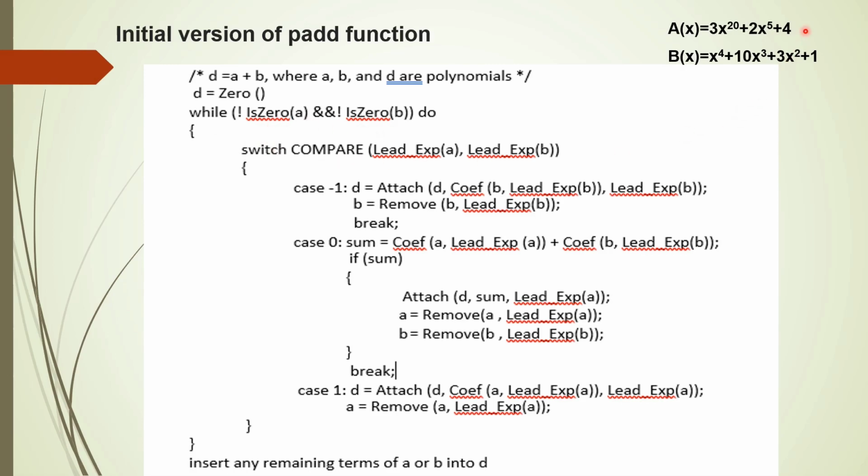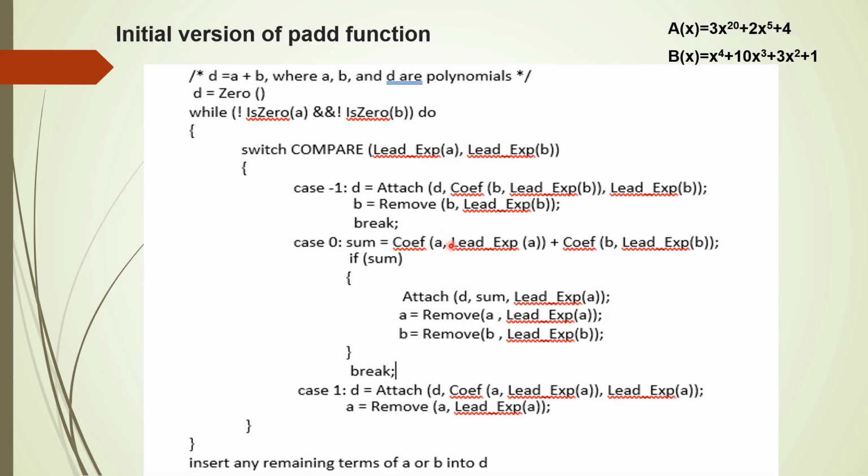Leading exponent of the first polynomial is 0, leading exponent of the second polynomial is also 0. So therefore the compare function will return a value 0. By this time it will add the coefficients. Coefficient of polynomial a is 4. Coefficient of polynomial b is 1. 4 plus 1 becomes 5. So sum is equal to 5 now.